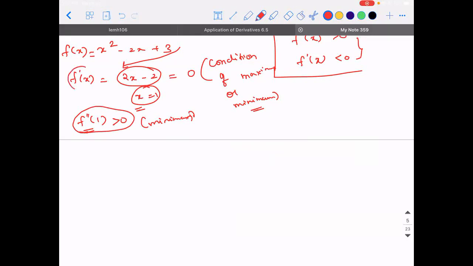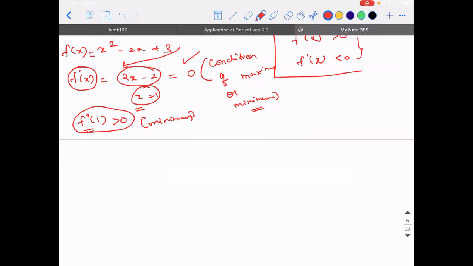Since you're doing f dash of x equal to 0, this method is not called the first derivative test. Please make that correction. Sir, in the f dash of x method, we found a value for x as 1. Sir, from the value itself we can conclude the answer as minimum or maximum, right, sir? Because the value of x is greater than 0. No need. The sign of x will not decide whether it is a point of maximum or minimum.